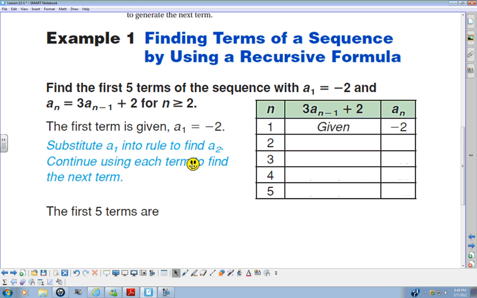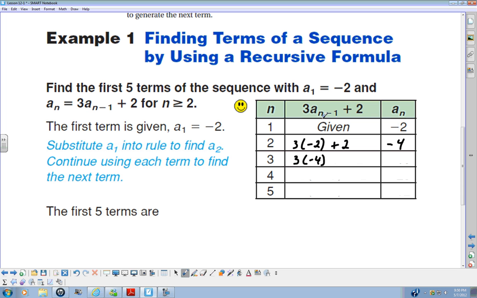So here we have this situation that we're going to find these for. First of all, we have 3 times a sub n minus 1 plus 2. The first term was negative 2, so I'm going to put negative 2 in for a sub n minus 1. So I'm going to do 3 times negative 2, which would be negative 6, and add 2 to that would give me negative 4.